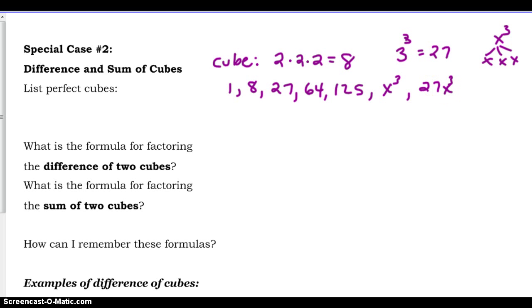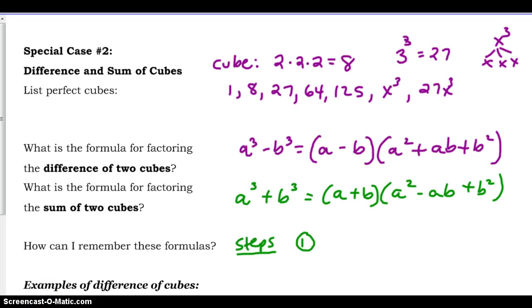We have a formula for factoring the difference of 2 cubes and one for factoring the sum of 2 cubes. And then I also will be listing some steps on how to remember these formulas. The formula for factoring a difference of 2 cubes is written in purple. And notice that the difference just means we have 2 perfect cubes and one is being subtracted from the other. Our second formula, factoring the sum of 2 cubes, again we have 2 perfect cubes and it's a sum, so we have an addition between the two.